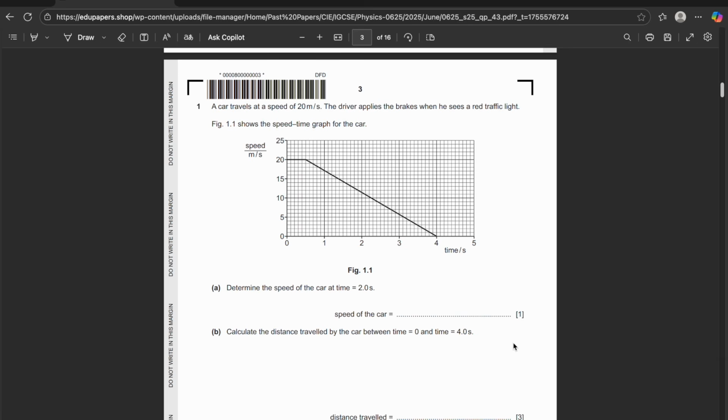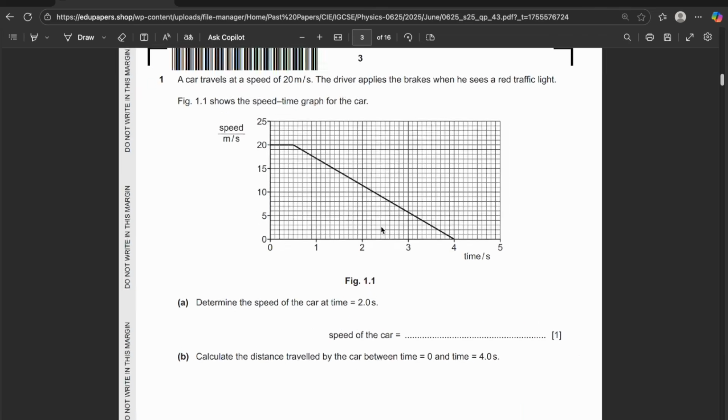Number 1. A car travels at a speed of 20 meters per second. The driver applies the brakes when he sees a red traffic light. Figure 1.1 shows the speed time graph of the car. A. Determine the speed of the car at 2 seconds.